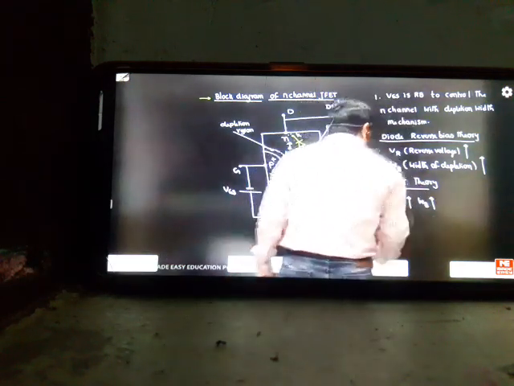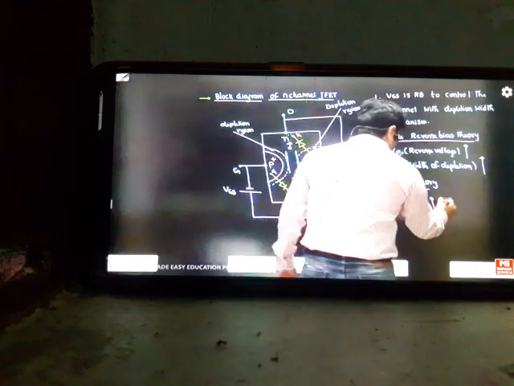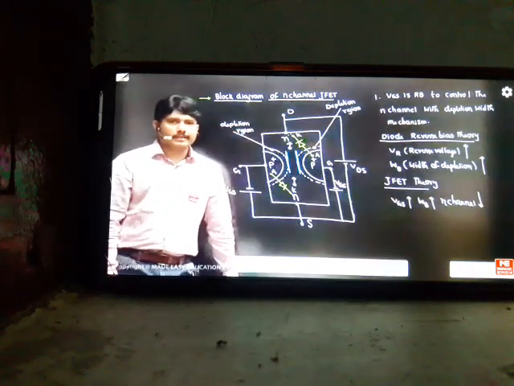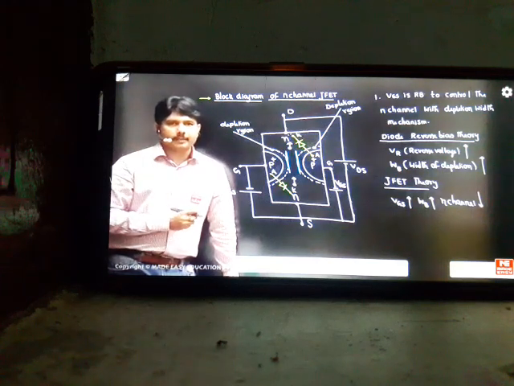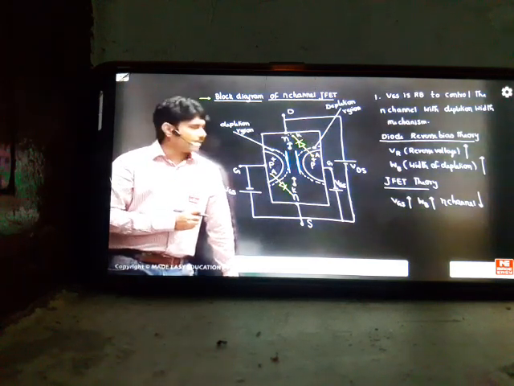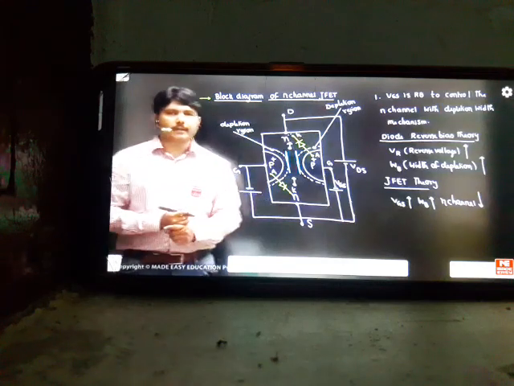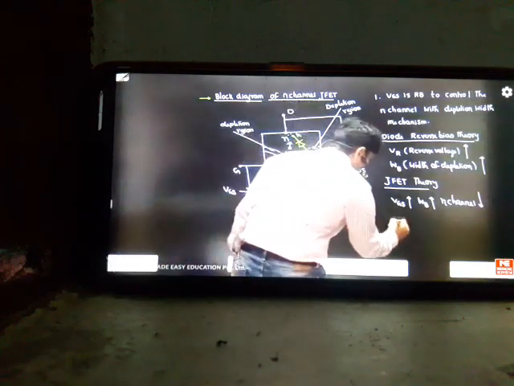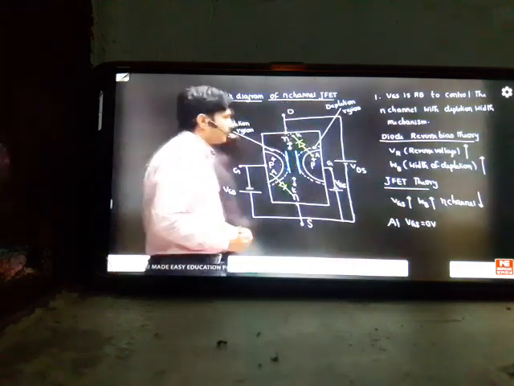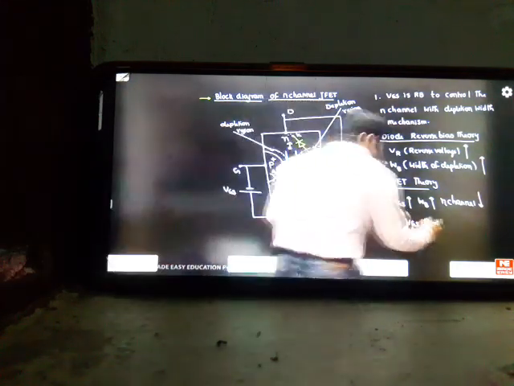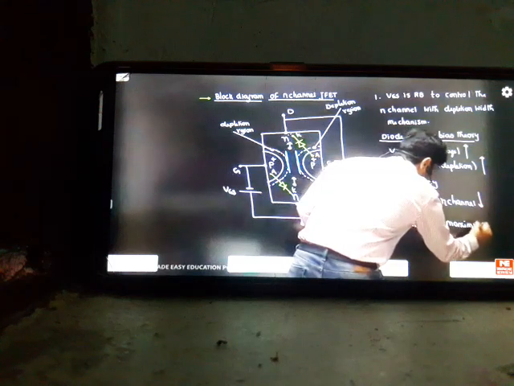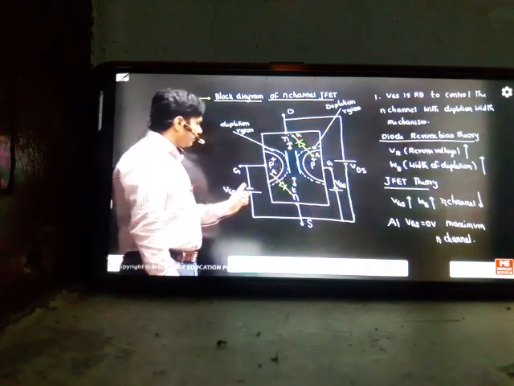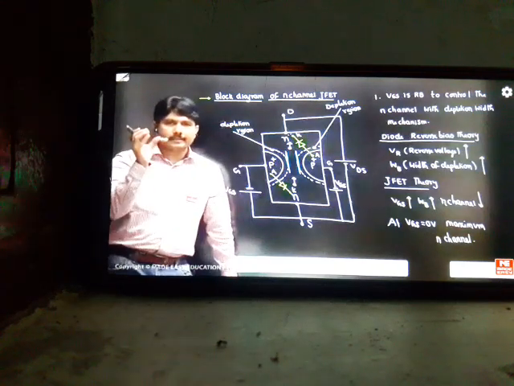So the N channel will decrease. This is the mechanism. To control the N channel, we have applied VGS as reverse bias voltage. It is not for current, it is only for control of the channel. So as VGS increases, WB increases, and your N channel decreases. That means at VGS equal to 0 volts, if you don't apply any reverse bias in JFET, you will see the maximum N channel. This is a very important point. But when you start applying reverse voltage, that N channel will decrease.